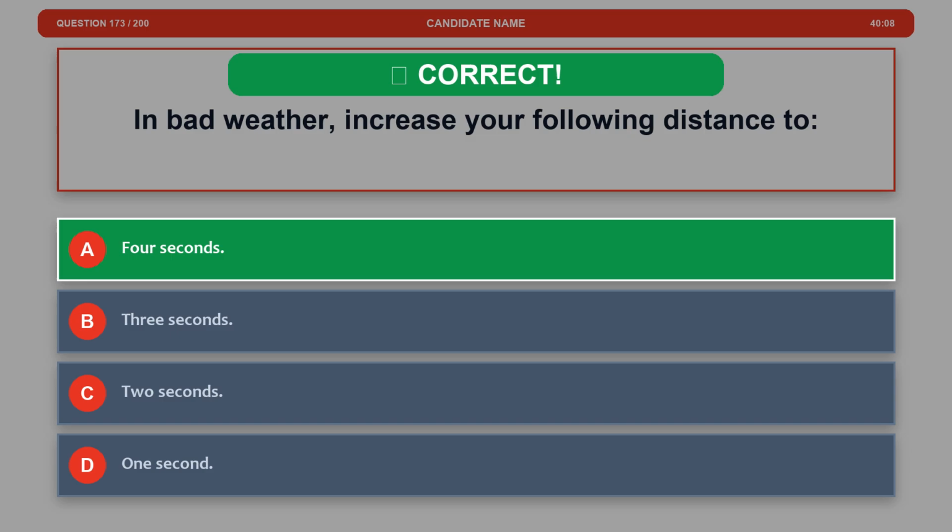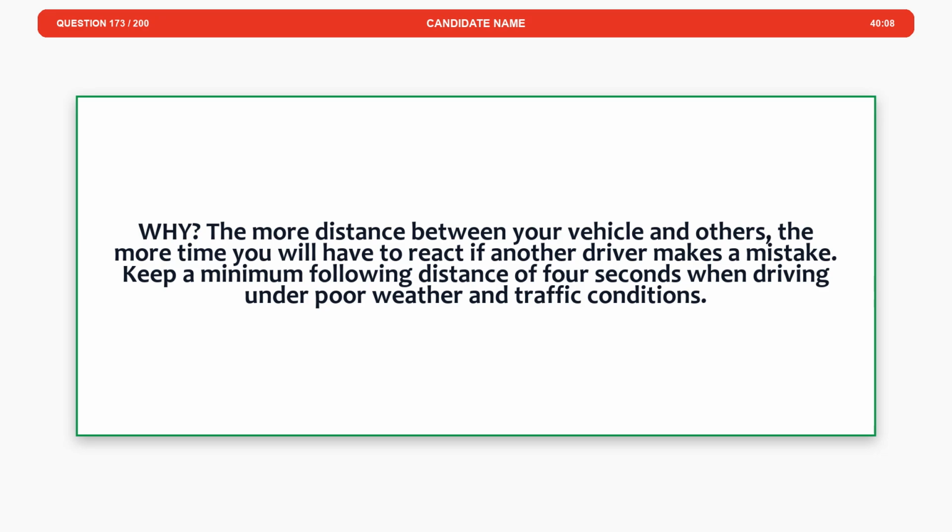The correct answer is option A. 4 seconds. Explanation. The more distance between your vehicle and others, the more time you will have to react if another driver makes a mistake. Keep a minimum following distance of 4 seconds when driving under poor weather and traffic conditions.